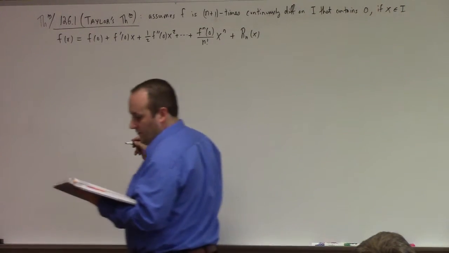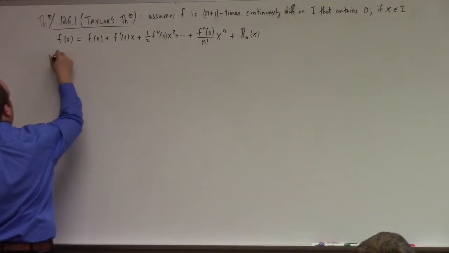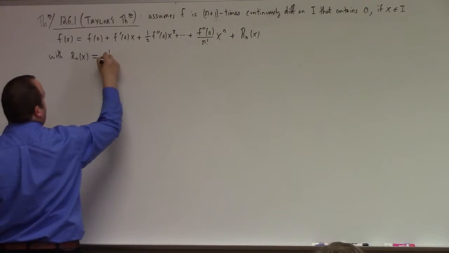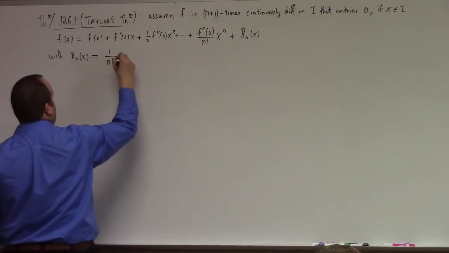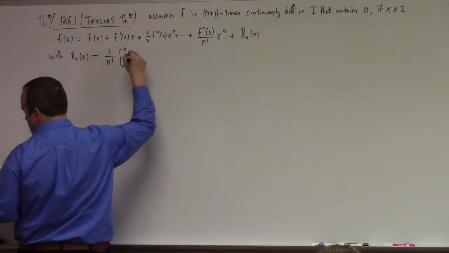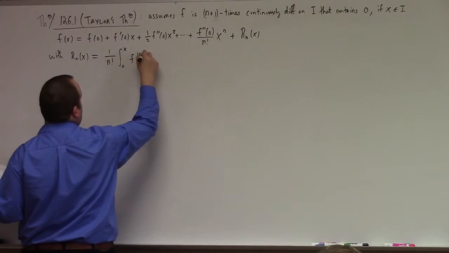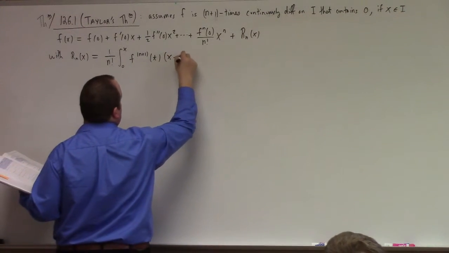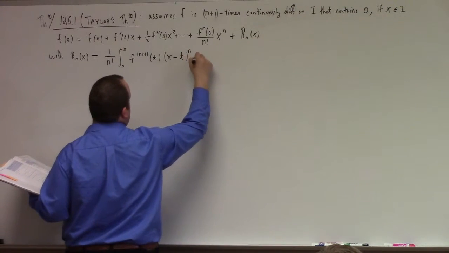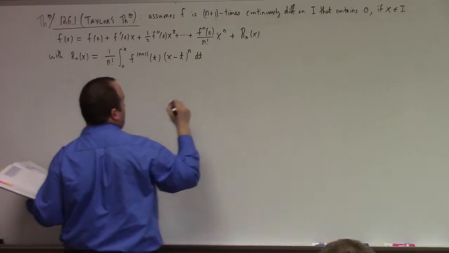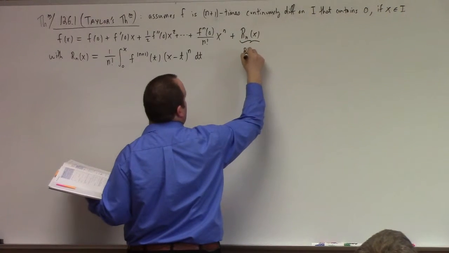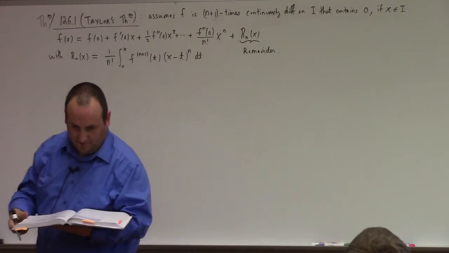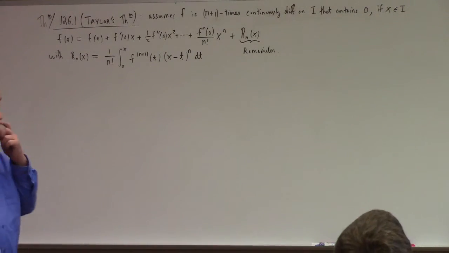But there's more, right? Rn of x equals what? Rn of x is equal to 1 over n factorial, the integral from 0 to x of the n plus 1th derivative at t times x minus t to the n power dt. And this Rn of x is called the remainder. All right, this is Taylor's theorem in all of its glory.